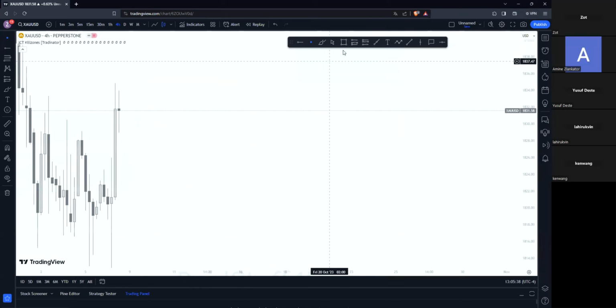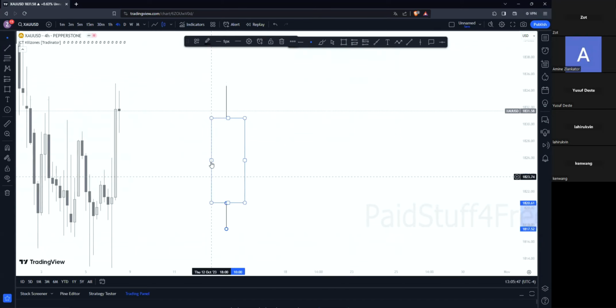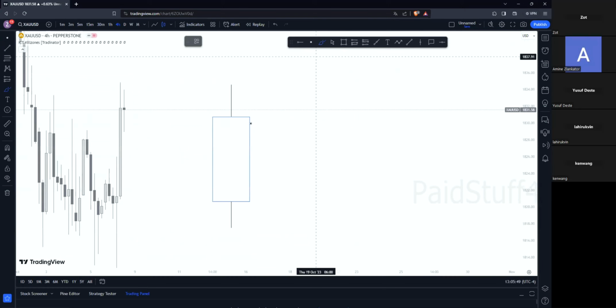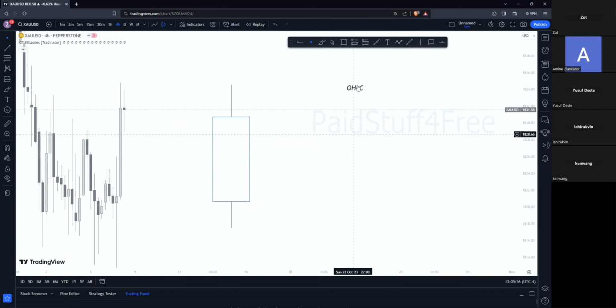Now, I'm going to show you how to mark the key levels, all right? So you're going to have a candlestick. What's a candlestick made of? This is the very basic stuff. A candlestick is made of a body and wicks. And what? OHLC. What's OHLC? Open, high, low, close. Yes, very simple stuff.